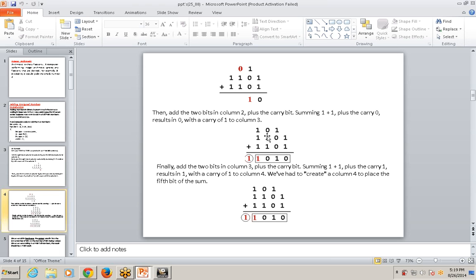Now there are three ones. This is 0, 1, 0, 1. There are 3 ones. Finally add the 2 bits in column 3, that is 1 plus 1 plus the carry bit. Summing 1 plus 1 plus the carry 1 results in 1. As I told you, 1 plus 1 is 0, 0 plus 1 is 1, plus carry 1. And we have to discard the last digit, that is the leftmost digit, because in this example there are only 4 bits for addition purposes. So in the answer there will be only 4 bits, not more than 4 bits. So we have to discard the leftmost bit, that is 1.